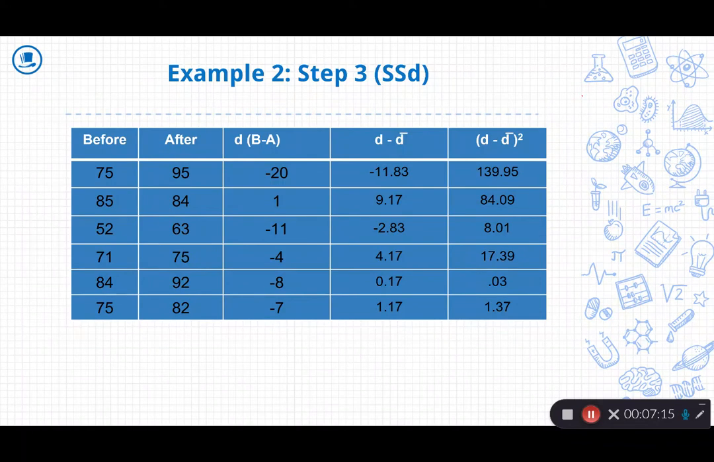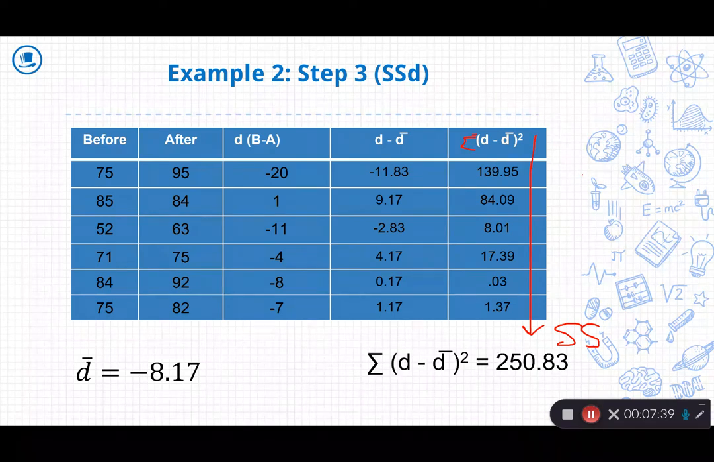Now we do all this because we want to sum the deviations that have been squared. And this gives us the sum of squares. We could say it's sigma, put a sigma in front of that, the sum of the deviations that have been squared. So for this problem with a D bar that is negative 8.17, we get a sum of the squared deviations of 250.83.